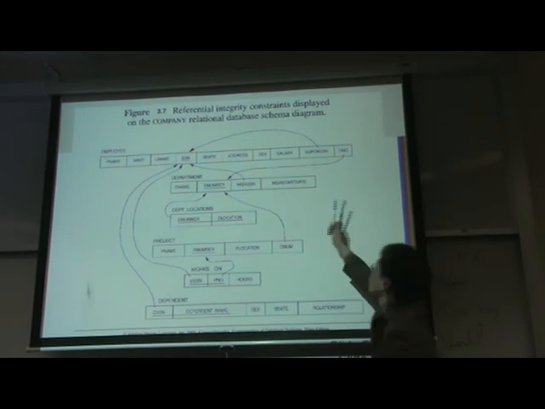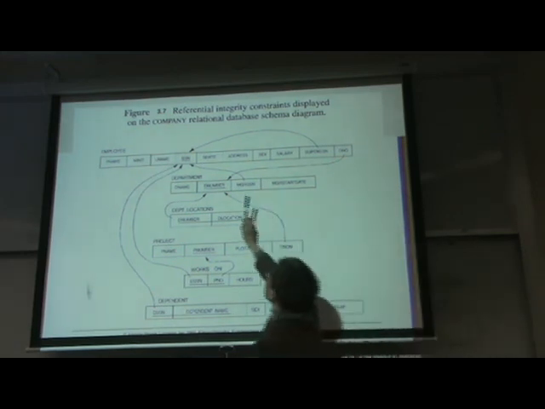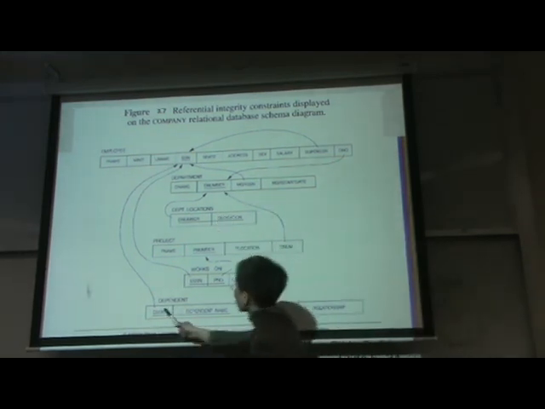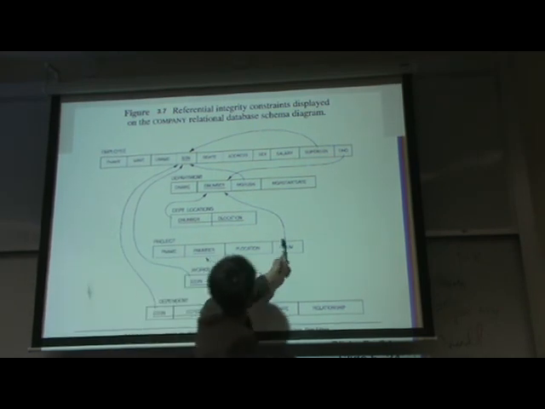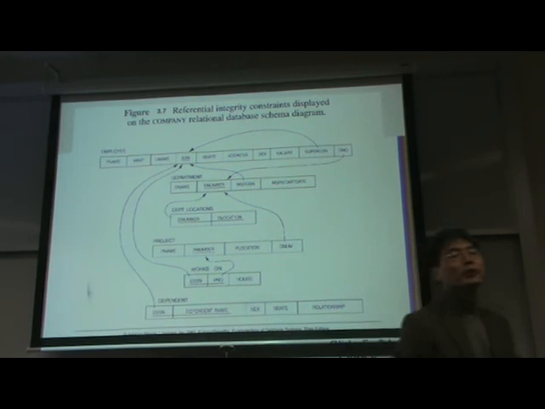And we have a bunch of others: DNO refers to D number, ESSN refers to SSN, PNO refers to this one, D number this one, and so on. Okay? I have a couple of questions.